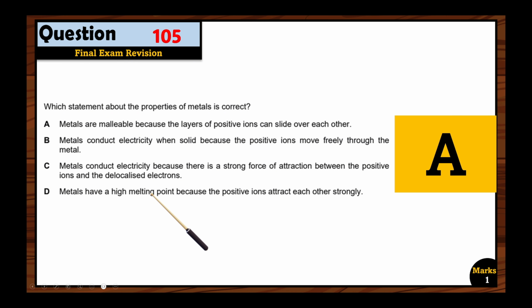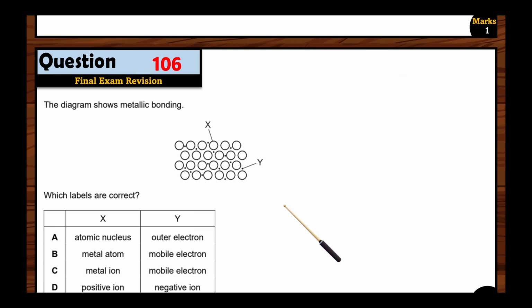Metals have a high melting point because the positive ions attract each other strongly. That's wrong. Positive ions do not attract each other. Of course, both are positive, so they will repel each other. Positive ions and delocalized electrons actually attract each other.